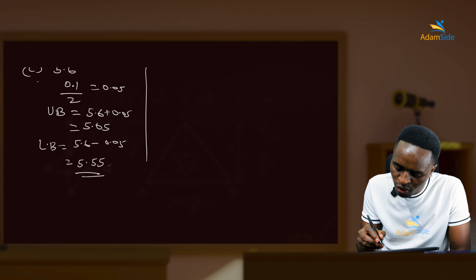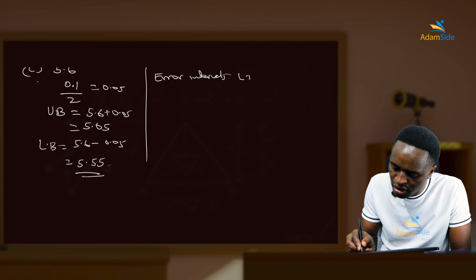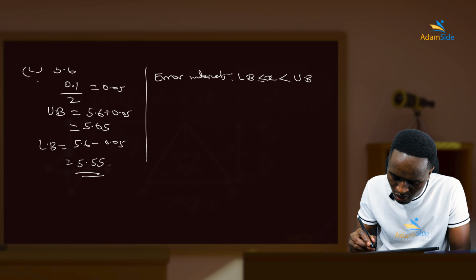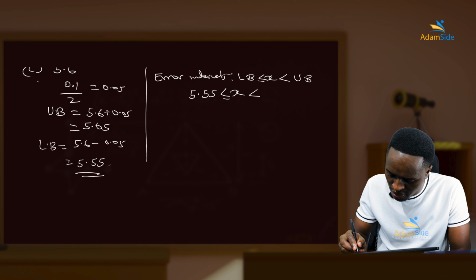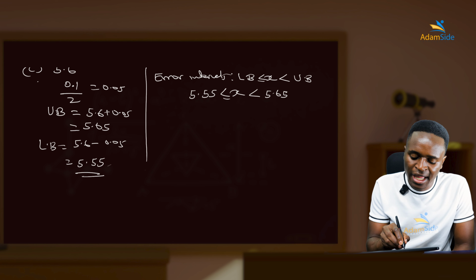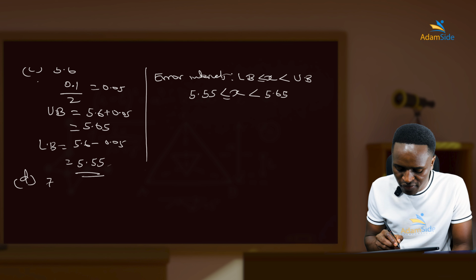Then you say error interval, and error interval falls behind lower bound is less than or equal to x, and x is less than UB. Correct. Now, in that scenario, what's our lower bound? Lower bound is 5.55 is less than or equal to x, which is less than 5.65. Correct. That's it.